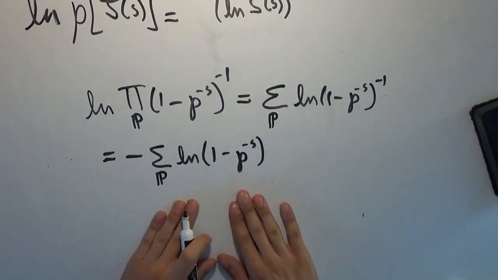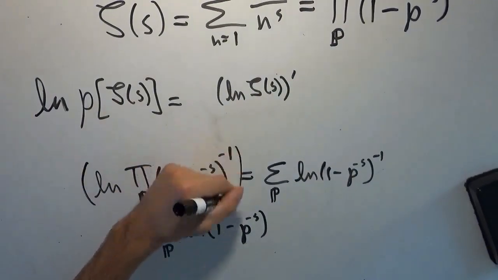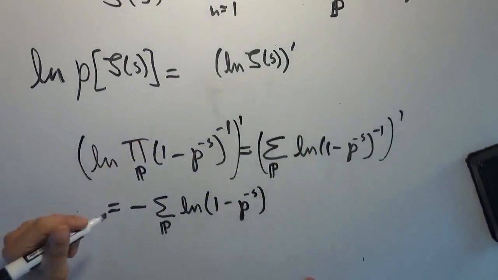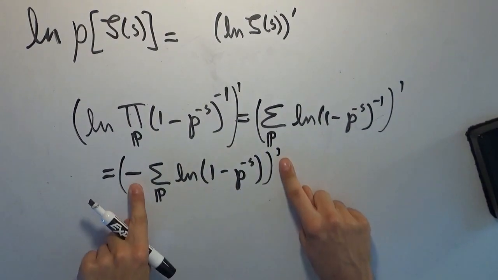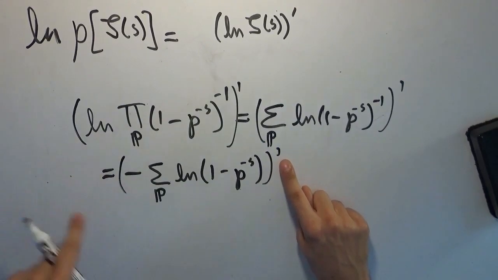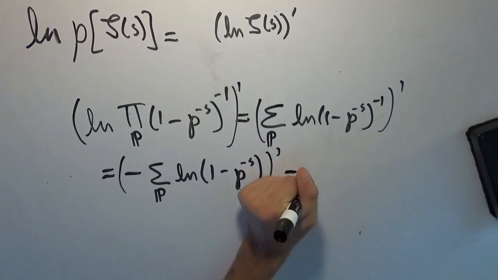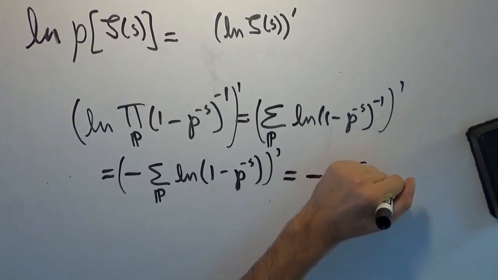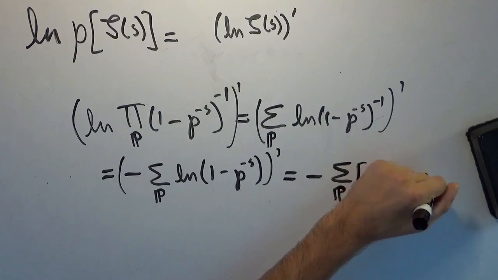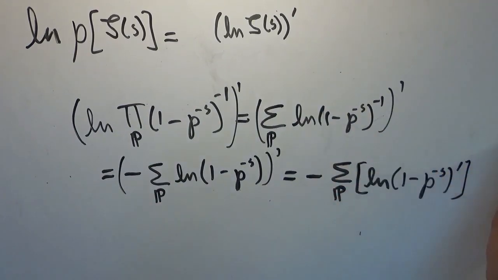So this is just the natural logarithm of the Riemann zeta function, but remember, we're taking the derivative of this. So this whole time, all of these things have had the derivative taken of them. So what we can do with the derivative is, the derivative of a constant times something, the constant comes out. And the derivative over a sum is just the sum of the derivatives. So what I can do is rewrite this as the negative sum over the primes of the derivative of the natural logarithm of 1 minus p to the minus s. So we're taking the derivative of that and we're summing over those things, right?